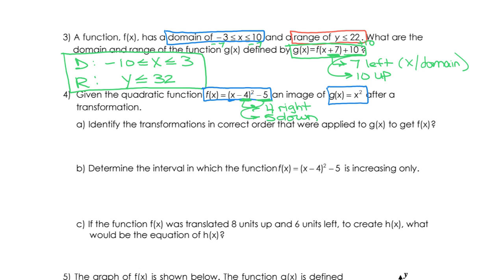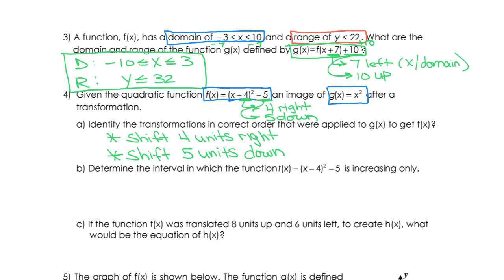Part A says identify the transformations in correct order that were applied to g of x to get f of x. And so we actually already know the two transformations. We know 4 right and 5 down. Which one has to go first? The one that's grouped with x. And so we're going to say a shift of 4 units right. And then once we do what's in parentheses, we go from the left side to the right side with our transformations. And we're going to say shift 5 units down. All right, and there's our two transformations.